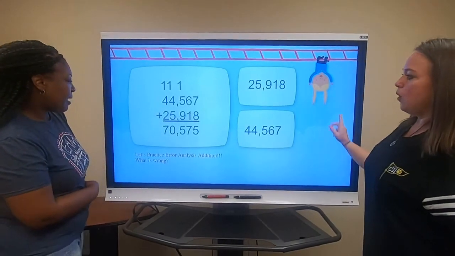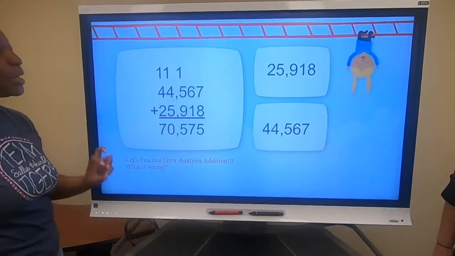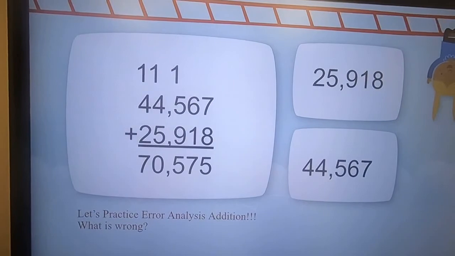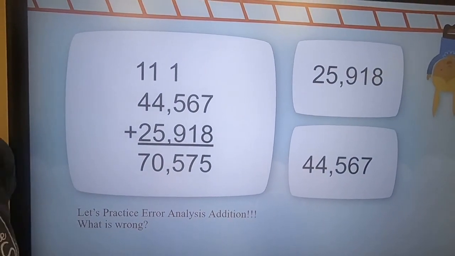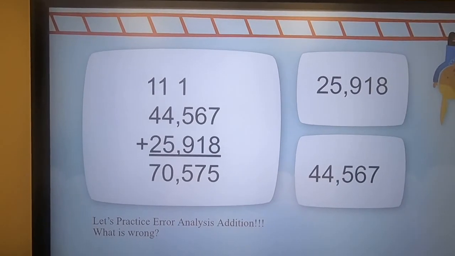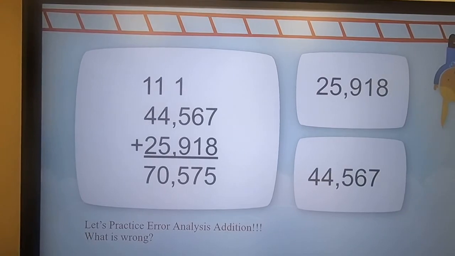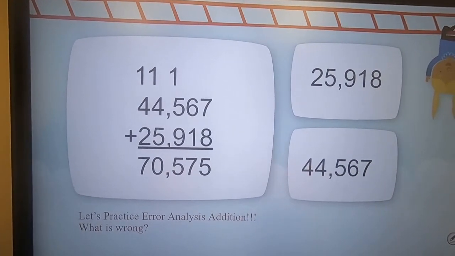Okay. Let's practice error analysis with addition. What is wrong? And for us to figure out what's wrong, Mrs. Wilson, what do you think? Can we just look at it and say what's wrong? What do we have to do? I think what we need to do is we need to work the problem ourselves. Okay. To first of all see if we get the same sum. They may have the right answer.